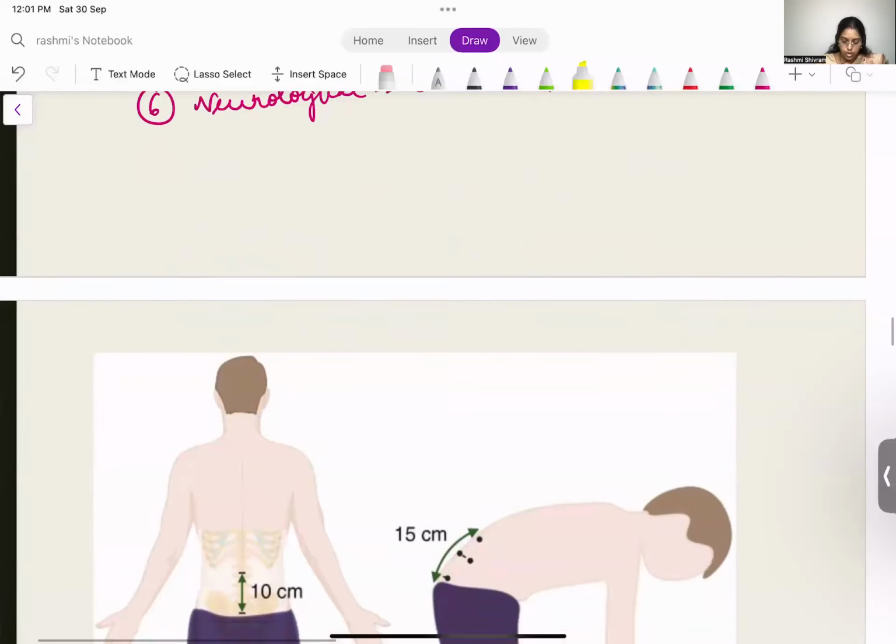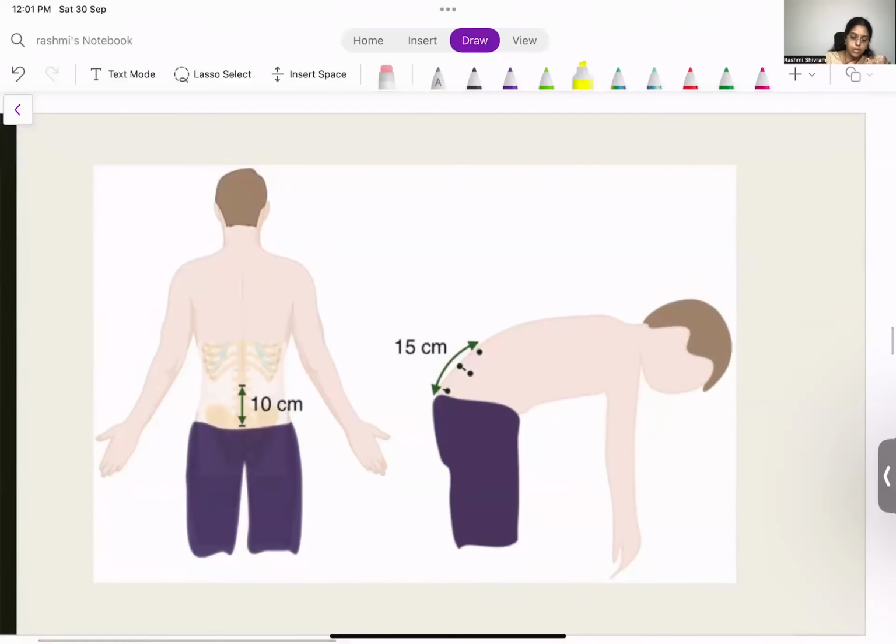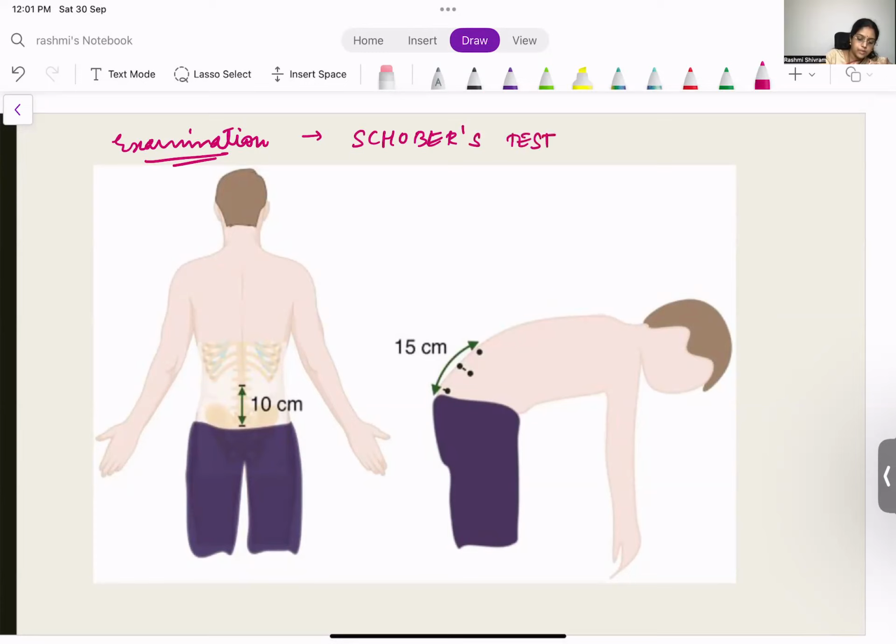Right. Moving on to the examination. So we are now moving on to the examination. This named test you need to remember is called Schober's test. So what happens? You ask the patient to stand straight, and you locate the posterior superior iliac spine.